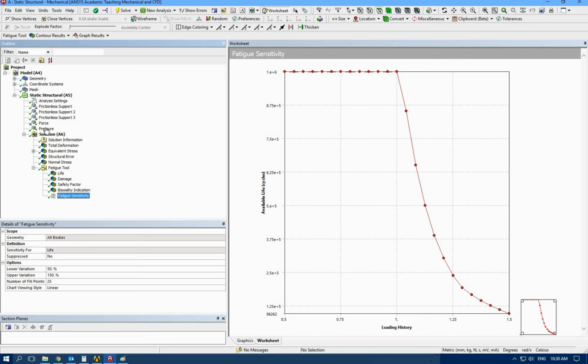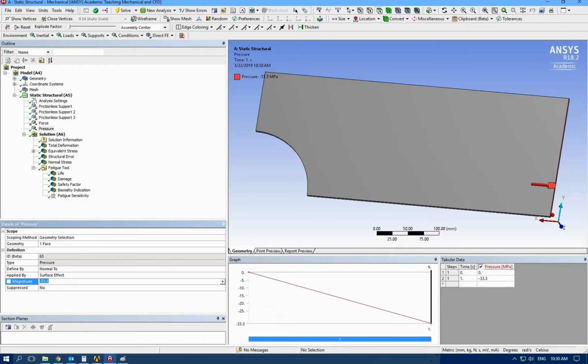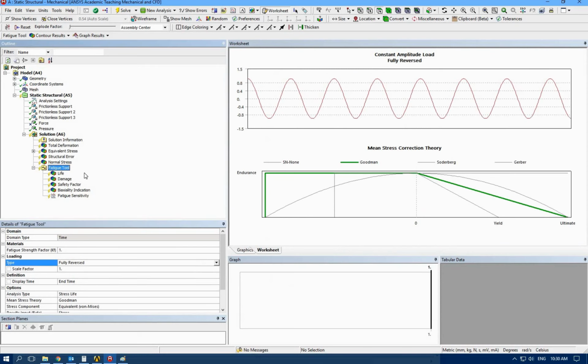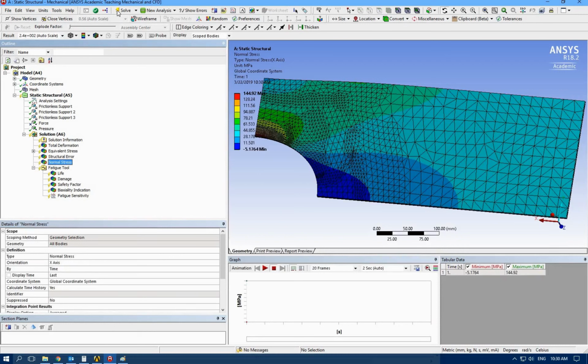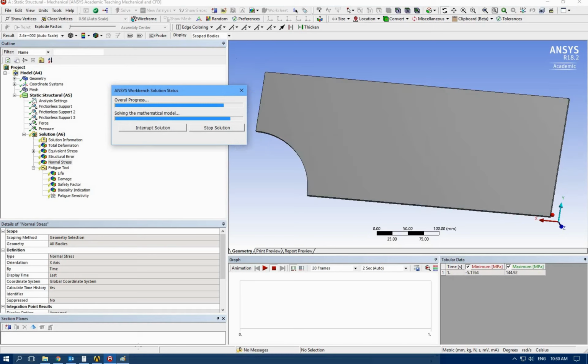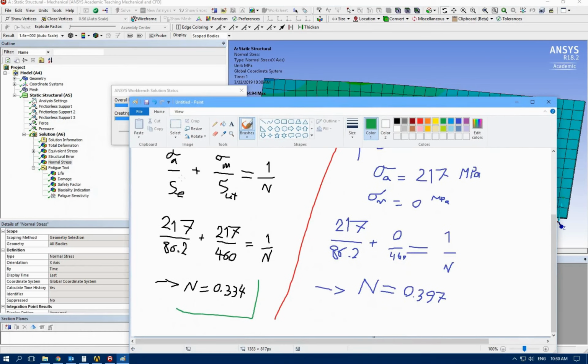Okay, so we did this calculation for the case of zero base load. Let's go for case 2, which was 50 megapascal, and fatigue was fully reversed. Let's check. I don't remember what we calculated here. Let me check. Okay, we found for the fully reversed 1.39 safety factor.